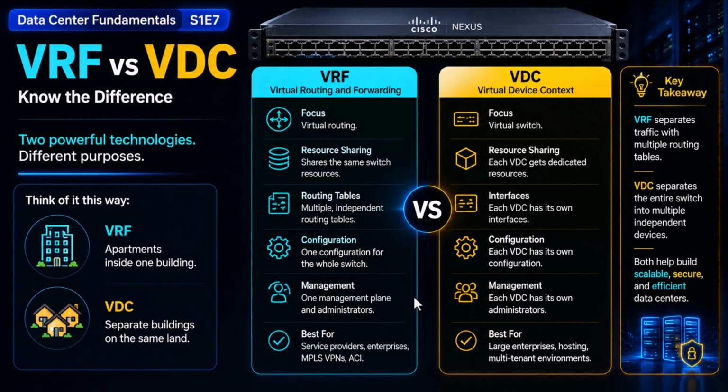Another way to remember the difference is this: VRF creates multiple virtual routers. VDC creates multiple virtual switches. VRF is commonly used for traffic and routing separation. VDC is used when stronger device level and administrative separation is required.